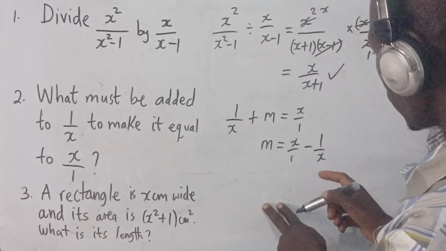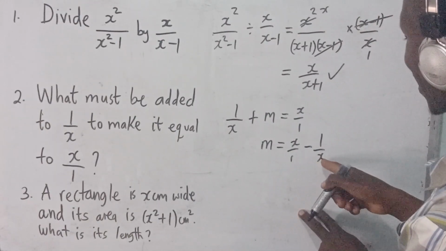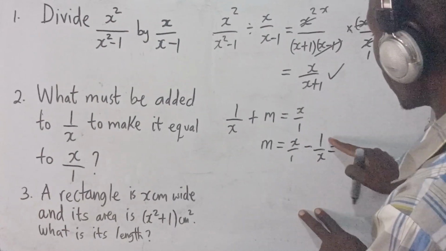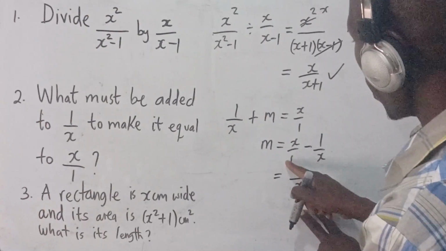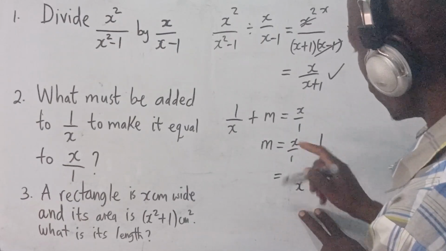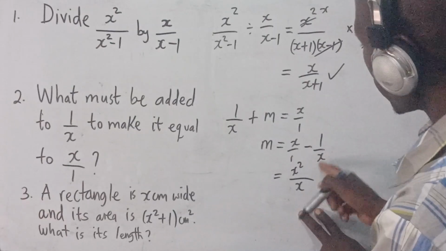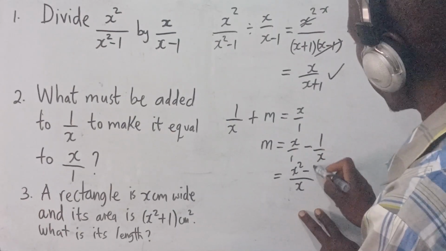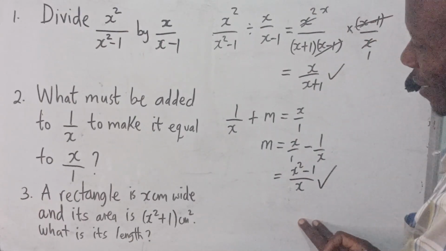When you work out this, we have the LCM. The LCM of 1 and x is x. 1 comes into x x times, which is x times x is x squared. x goes into x 1 times, 1 times 1 is 1, so minus 1. So this is the right answer.